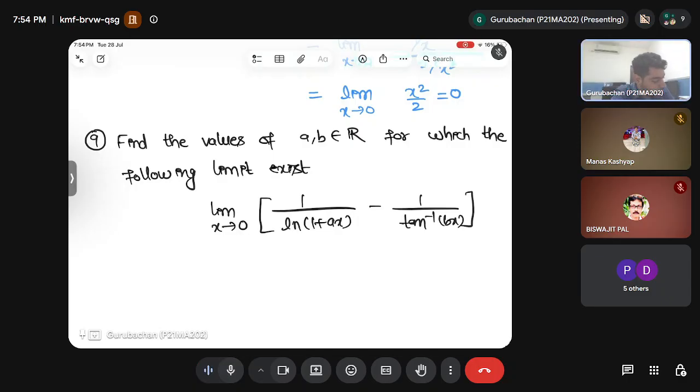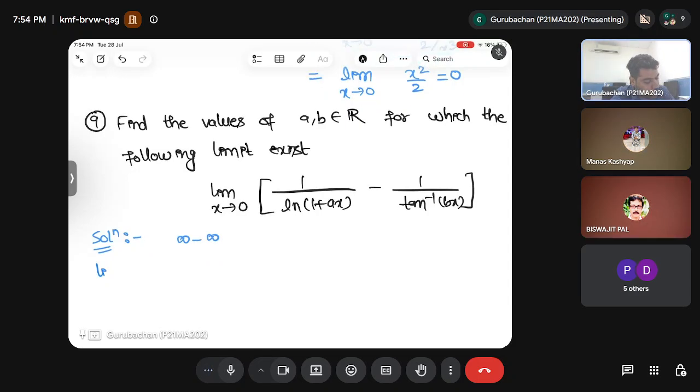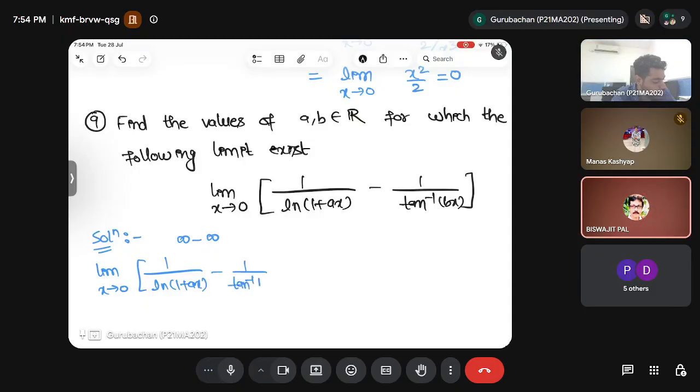Can anybody guess in which form currently it is? Which indeterminate form is it? Currently it is infinity minus infinity, but after taking LCM, after simply subtracting.